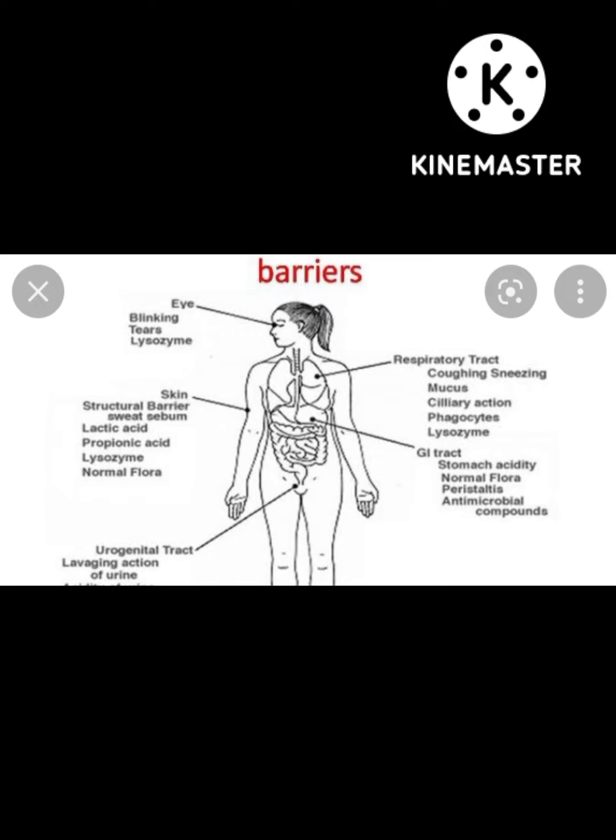Disadvantages of using barrier methods. These methods do not prevent pregnancy as well as IUDs or hormonal forms of birth control. Barrier methods prevent pregnancy only if you use them every time you have sex. You may have to interrupt sex to use some barrier methods of birth control.